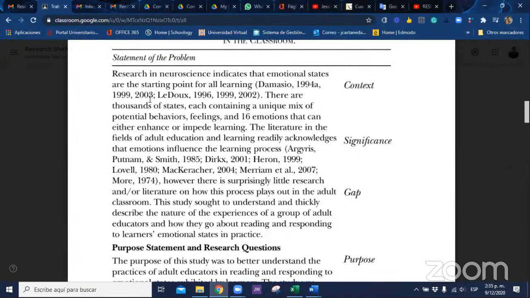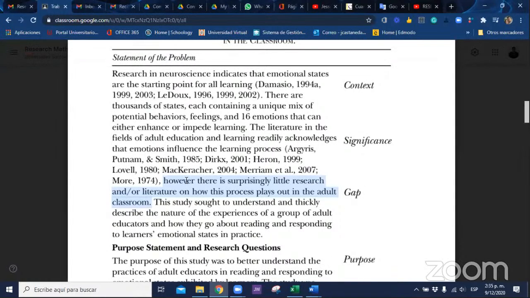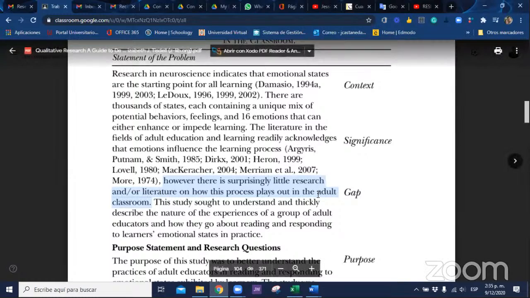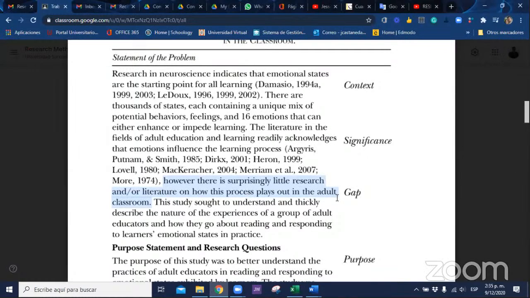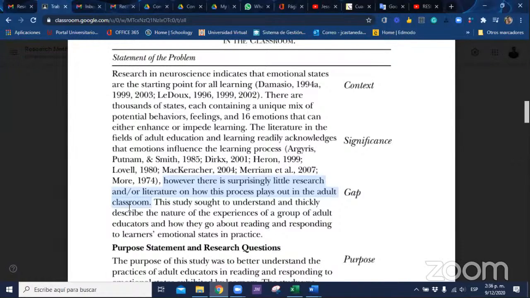Okay, pay attention to the example here. They mentioned that the literature says that something happens, but then they say, however, there is surprisingly little research on how this process plays out in adult classrooms. So they found a gap from the literature. The literature doesn't say many things related to the topic they wanted to focus on, that is the neuroscience of emotions in adult classrooms, right?